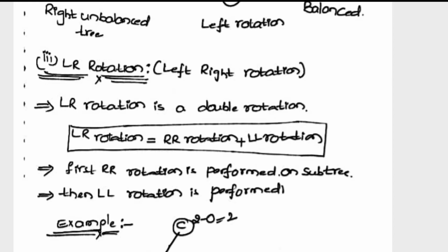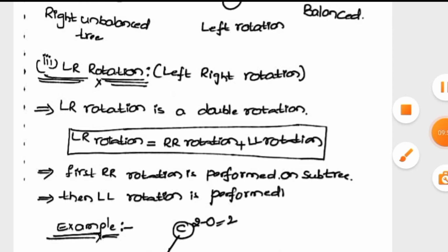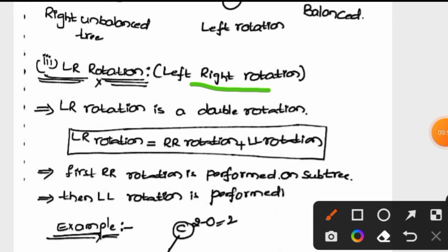And next one is LR rotation, that is left right rotation. The LR rotation is called a double rotation. First we have to see what rotations we have to perform. You can see LR rotation is equal to RR rotation plus LL rotation.